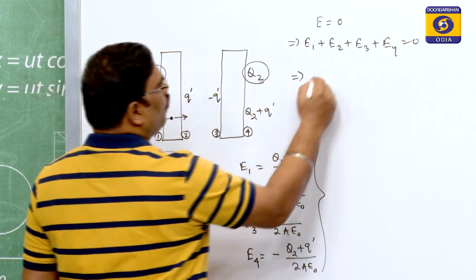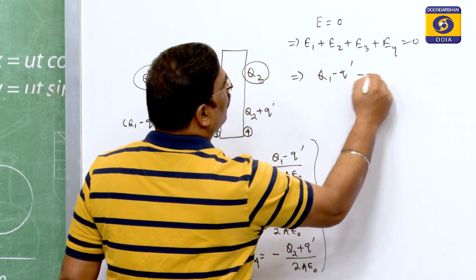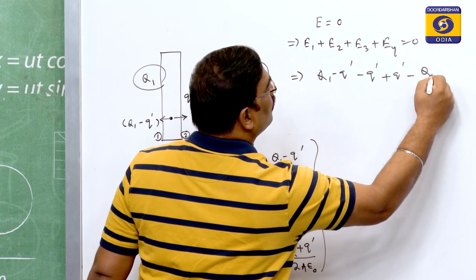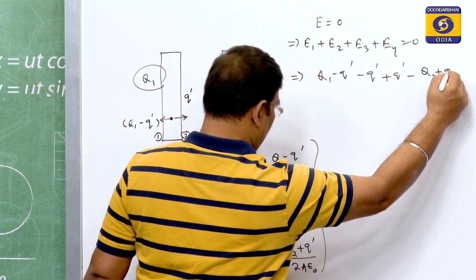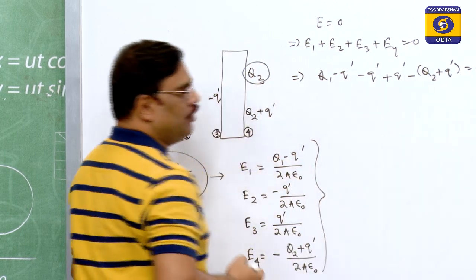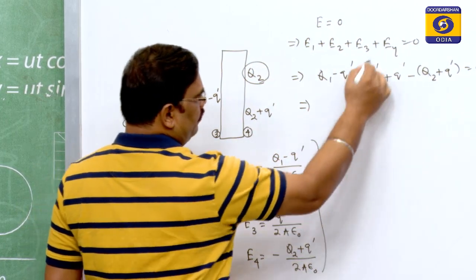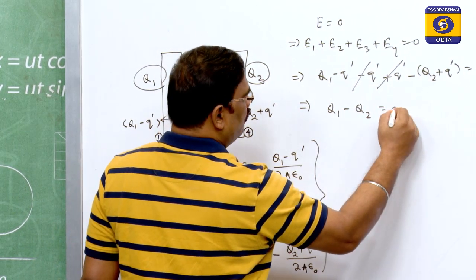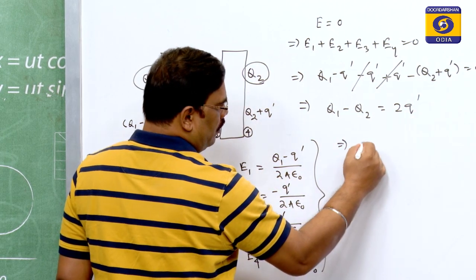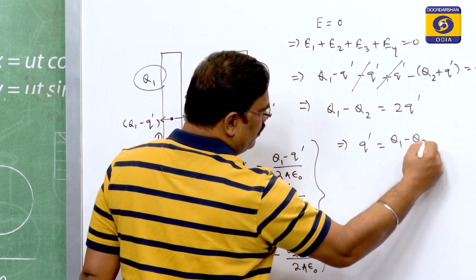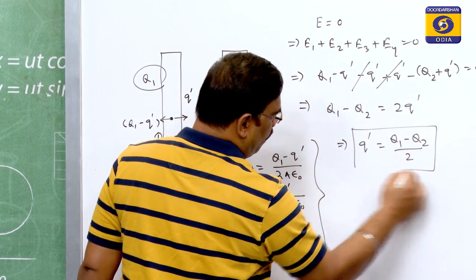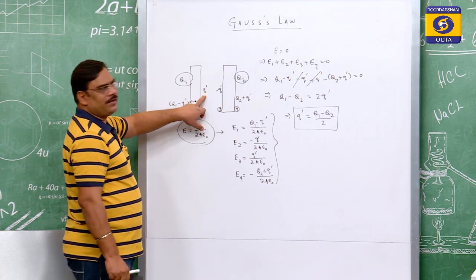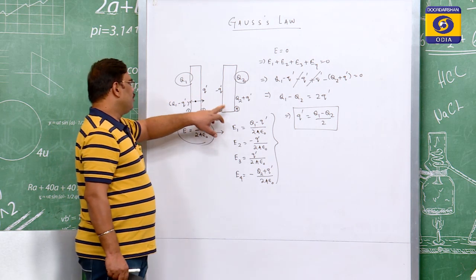So, this will give us q1 minus q dash plus q dash minus q2 plus q dash is equal to 0. This implies q1 minus q2 equal to 2 q dash, or q dash is q1 minus q2 divided by 2. So, what is q dash? q dash is the charge appearing on the inner face of the first plate and also on the inner face of the second plate.